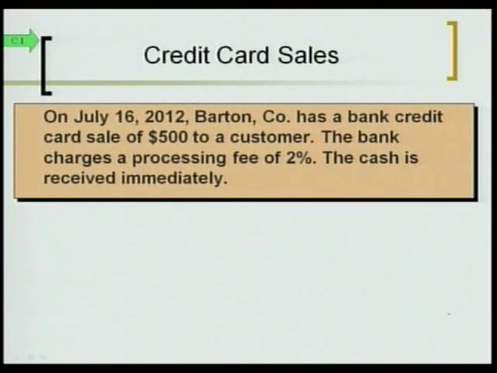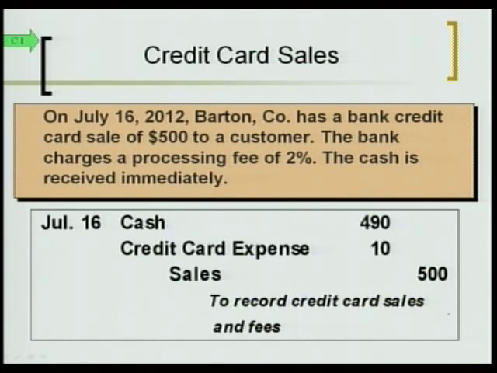What if on July 16, 2012, Barton Company has a bank credit card sale of $500 to a customer? The bank charges a processing fee of 2%. This is a bank credit card, and the cash is received immediately. Well, you're going to book your sale of $500, but you're not going to get cash of $500, are you? You're going to get only 98%, which is the 100% minus the 2% fee. 98% of $500 means you'll get cash of $490. And then the other $10 is going to be charged to credit card expense. You see how that works?